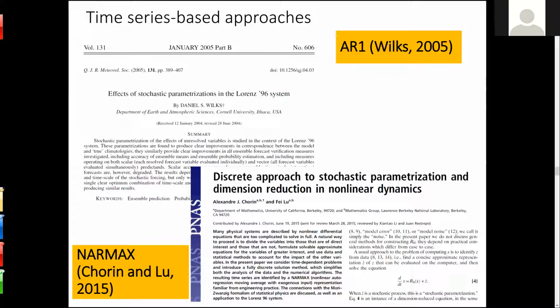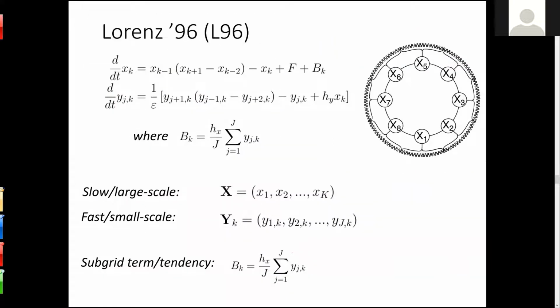So I think I can go fast here because the remaining methods are data-driven methods. You have the time series-based methods, AR1 and NARMAX. So I include them here. They are done in Lorenz 96 models. I will not explain fully what a Lorenz 96 model is, but it is a spatially extended system. I use the same notation so that it is not difficult to follow.